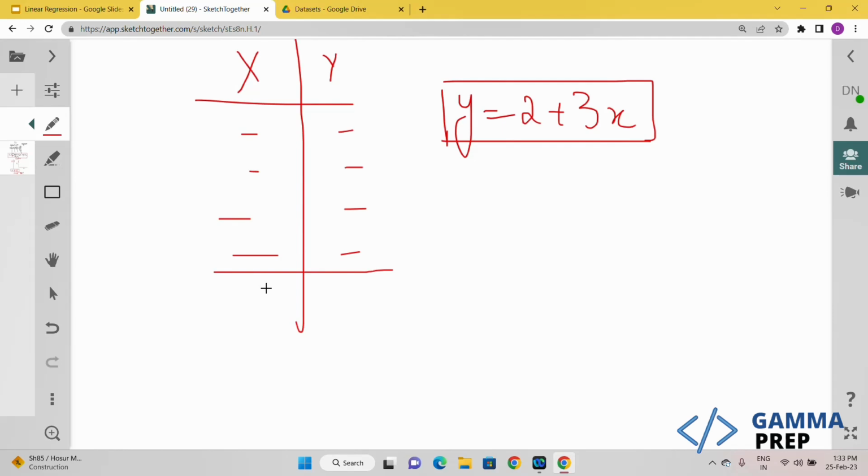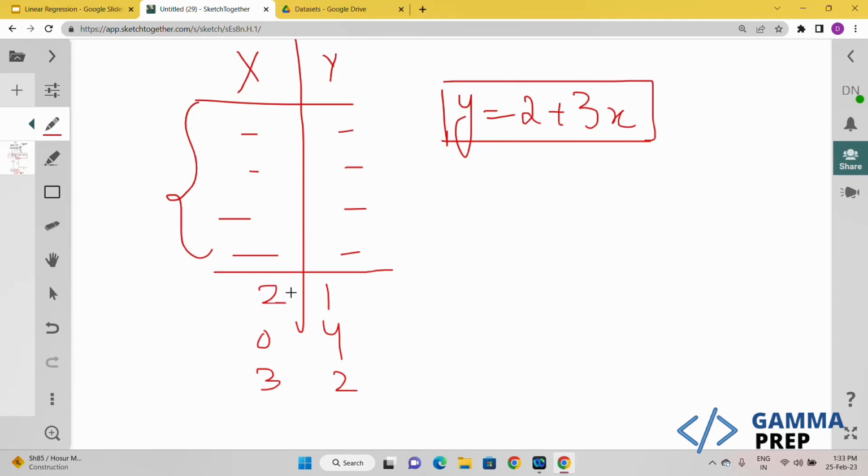Let's say the testing points are 2, 1, 0, 4, 3, 2. So these are the testing points that we have. Basically, on the training data we build the model and we got the model as y = 2 + 3x, and then we have the testing points.